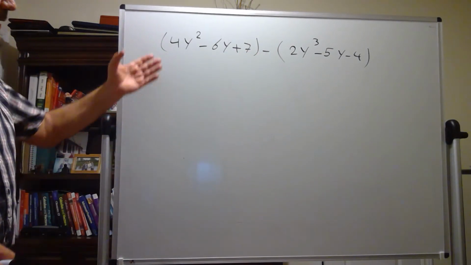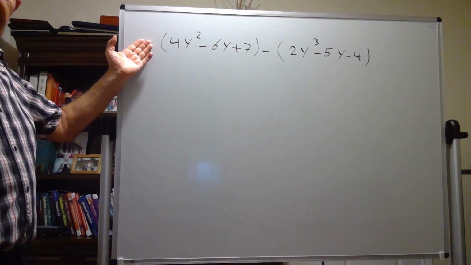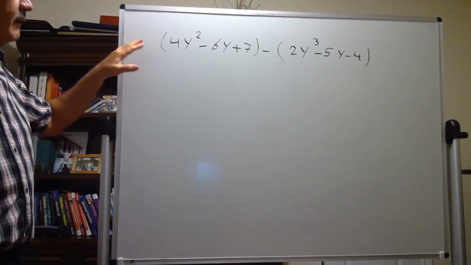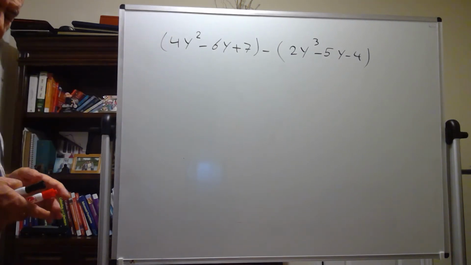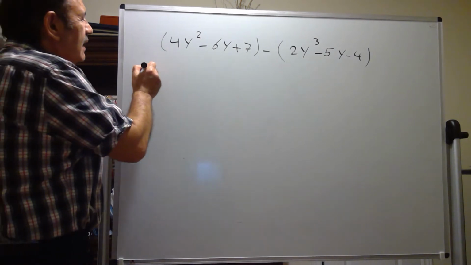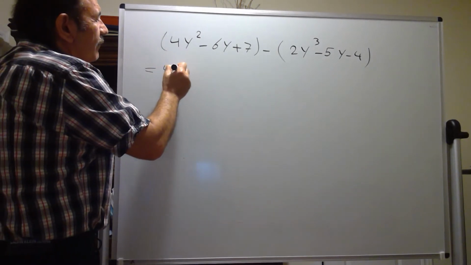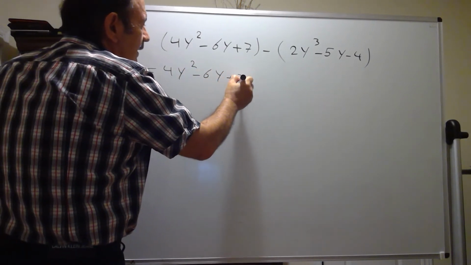When we are subtracting, for the first one, because before the bracket is positive, when there is no sign it means the sign is positive, we can easily remove the bracket for the first one without any changes. So the first one is going to be 4y squared minus 6y plus 7.